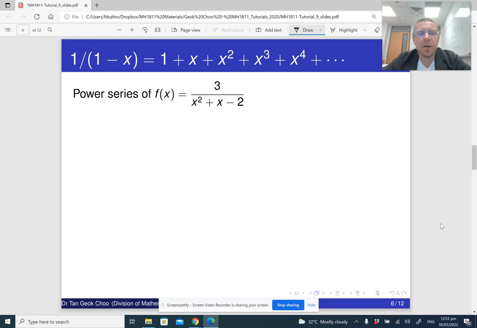All right, and in the last part of question 5, we're going to use the geometric progression for 1 over 1 minus x to derive a power series for 3 over x squared plus x minus 2. So how can we do that? Now, to do that, we need to use partial fraction decomposition, right? So we need to change the given function to partial fractions.